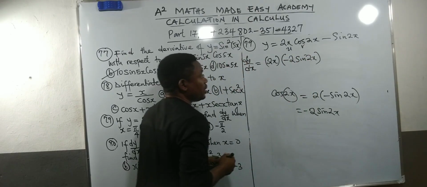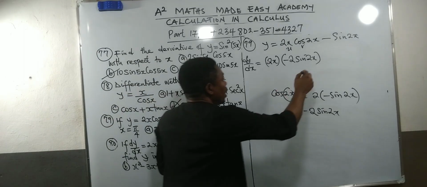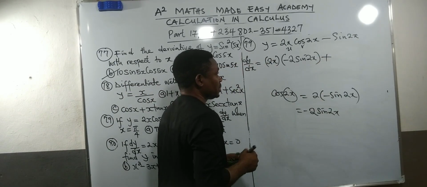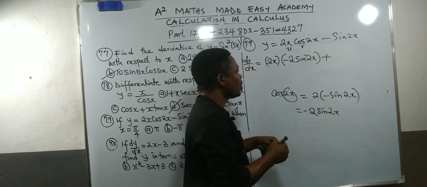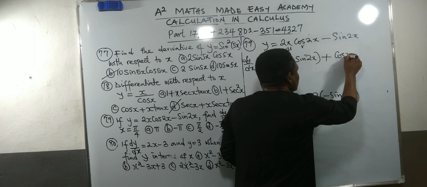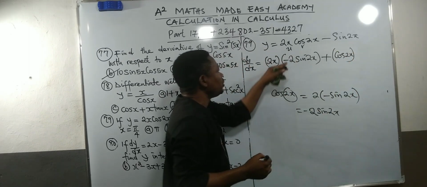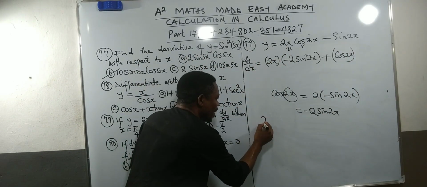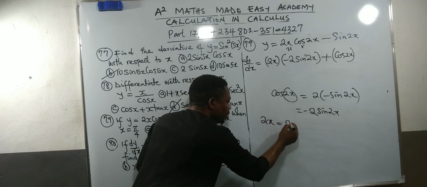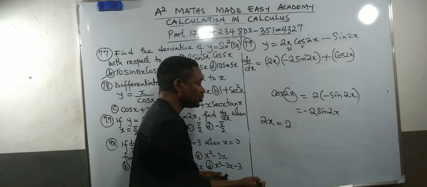X. Close the bracket. Then product say you should add. Then keep v constant. What is v? V is cos 2x. Are you with me? And differentiate 2x. This is my 2x, right? When you differentiate, it will give you 2. I have told you how to do it.